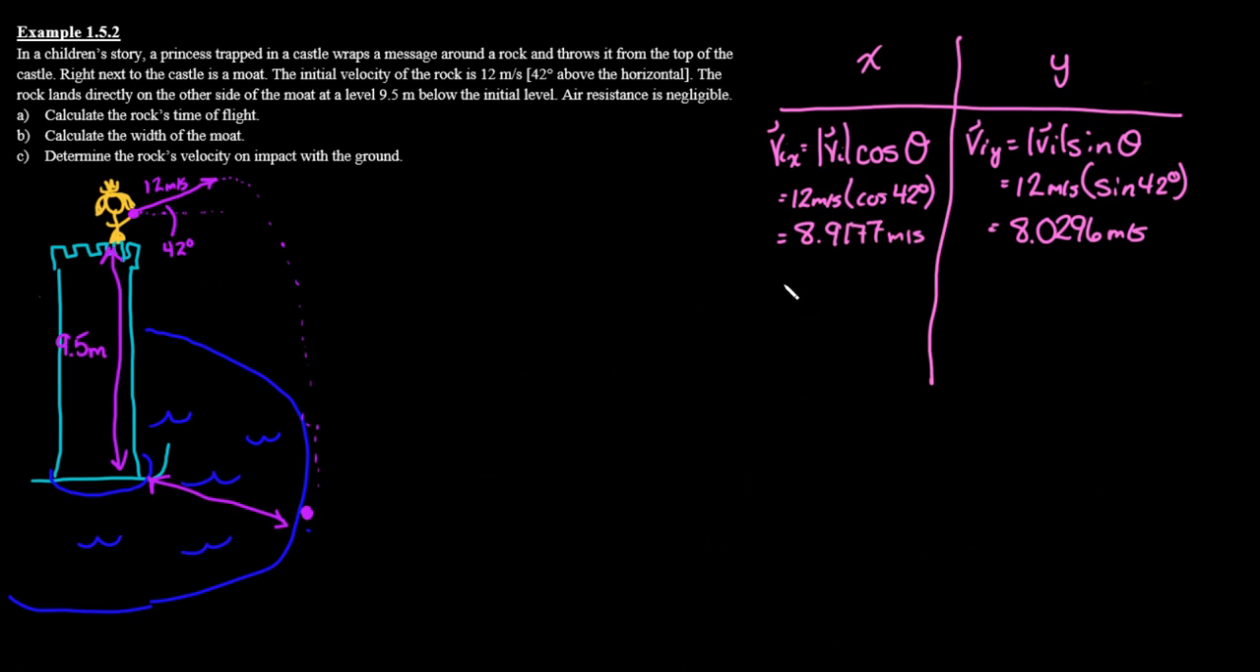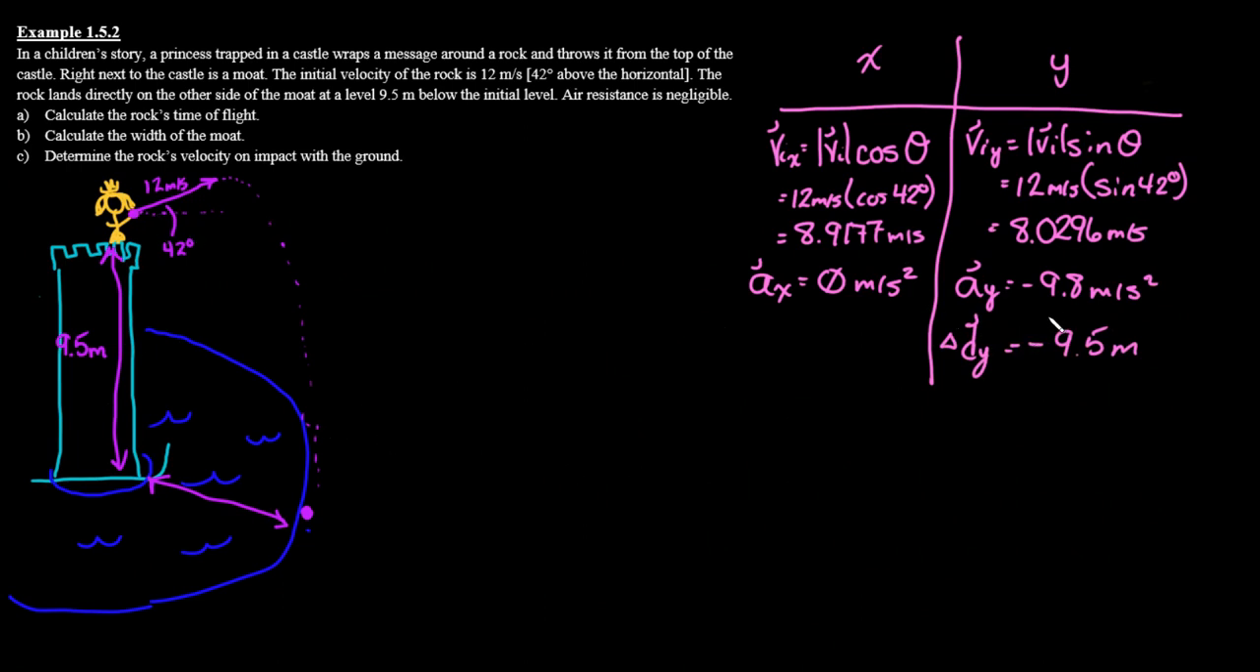Then, the next thing we always know is the acceleration in both directions. The acceleration in the x direction is 0, and the acceleration in the y direction is negative 9.8 meters per second squared. The last thing we've been given in the problem is the displacement of the stone. We know that the displacement of the stone is negative 9.5 meters, right? Because it lands 9.5 meters below the initial starting point.